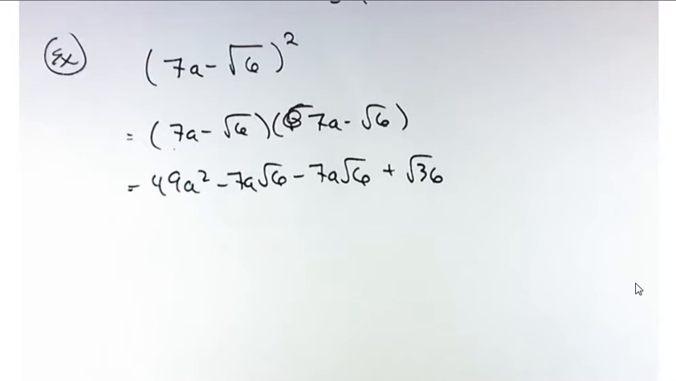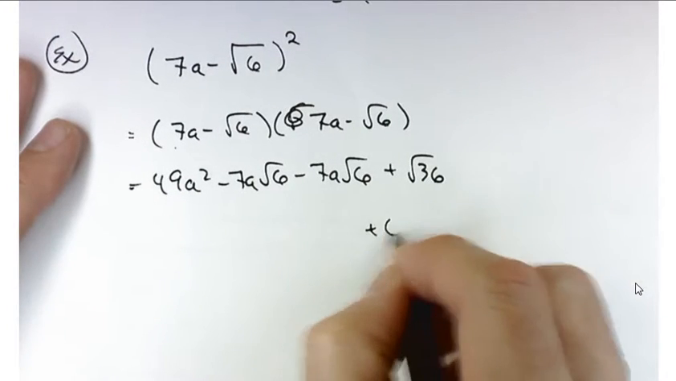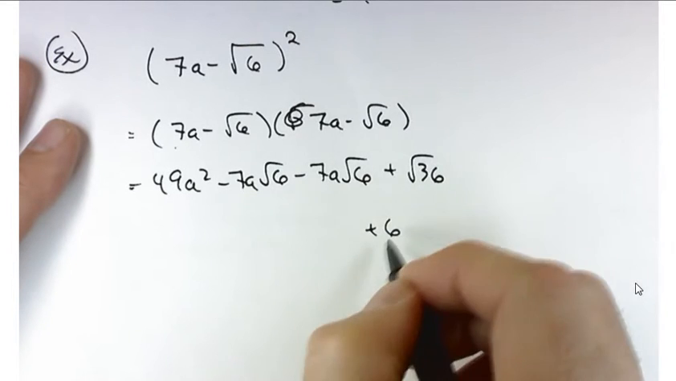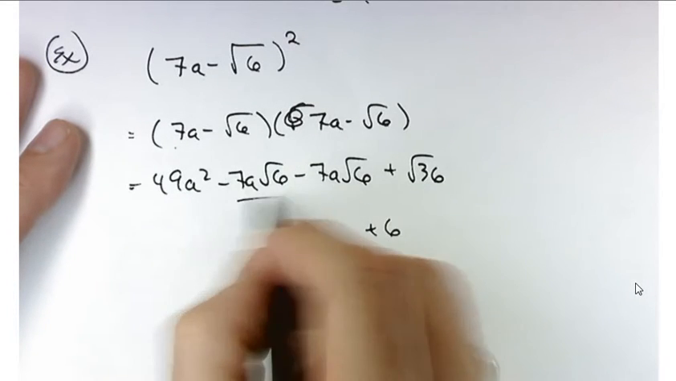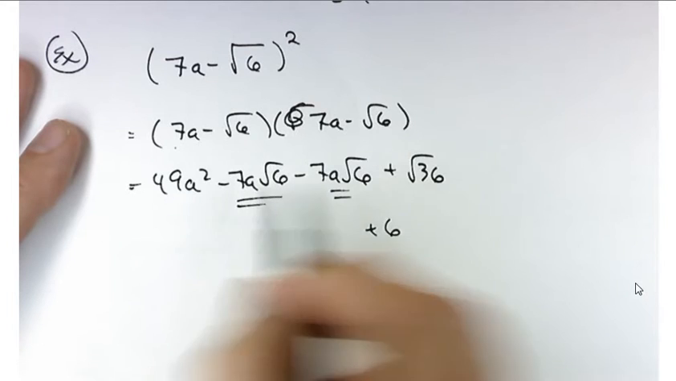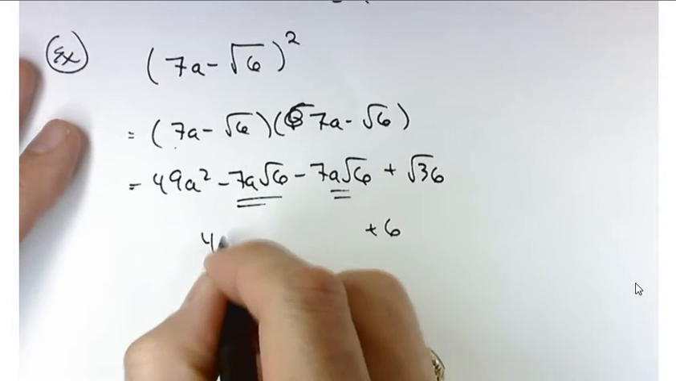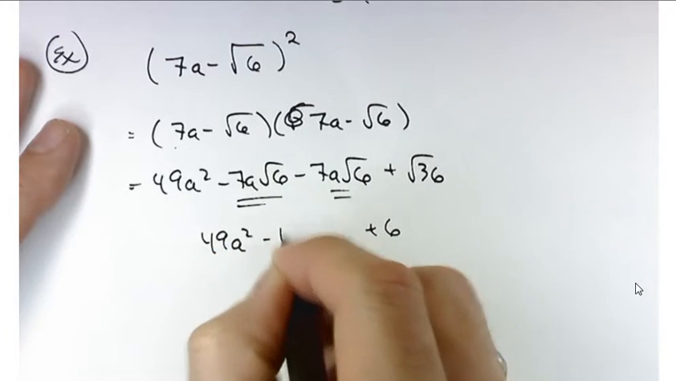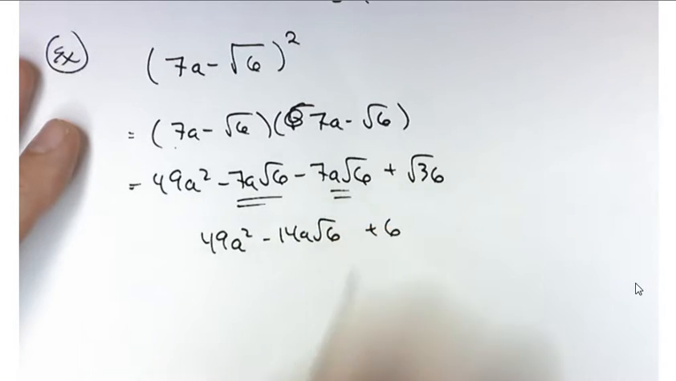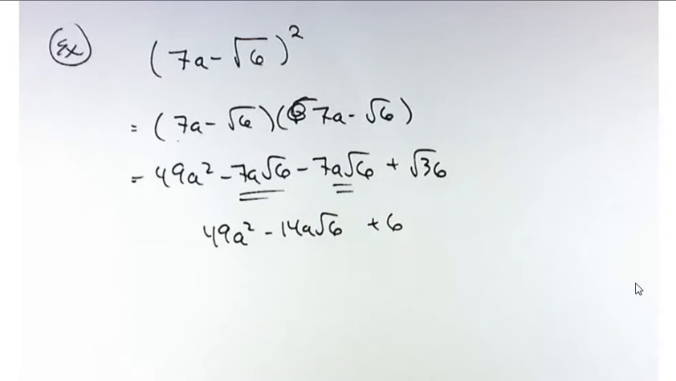If you just want to right away write that as 6, that's fine too. The only thing I can do now is combine like terms in the middle. 49a squared minus 14a square roots of 6 plus 6. Got that one? Cool.